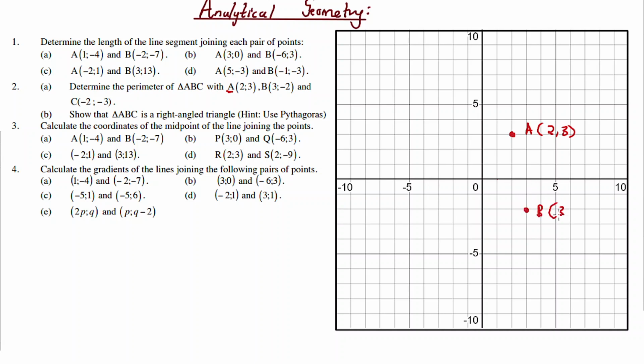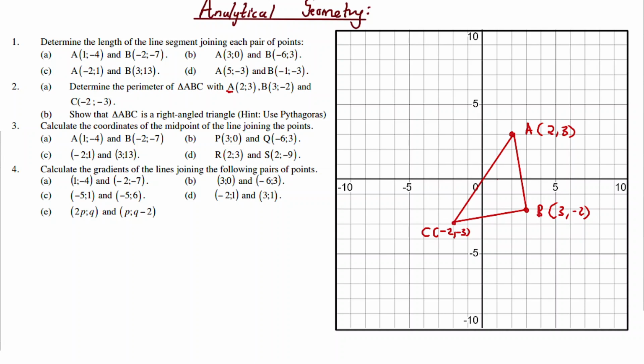We have B, 3 and minus 2. And then C, 1, 2, that's minus 2, 1, 2, 3. That's point C. Point C, minus 2 and minus 3. Then we connect everything. A connects to C, C to B, then B to A.